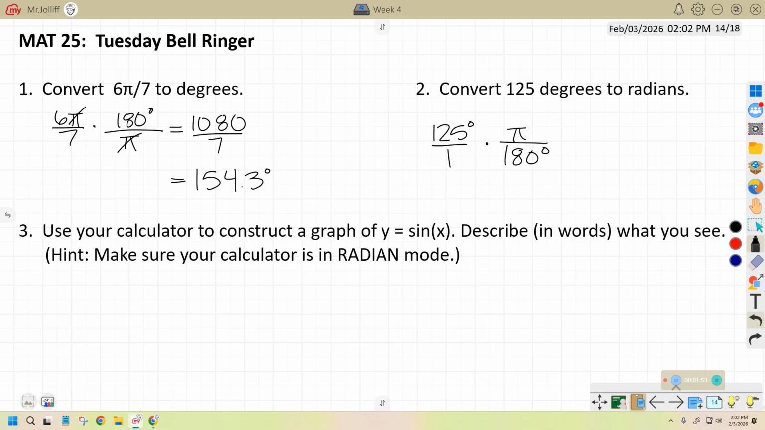Very good. And we can reduce this to some extent because I know that 125 and 180 are both divisible by 5. Somebody with a calculator, what's 125 divided by 5? 25. What is 180 divided by 5? 36. And 25 is 5 squared, 36 is 6 squared. They have nothing in common. So now I can just multiply straight across the top, 25 pi, multiply straight across the bottom, I get 36.